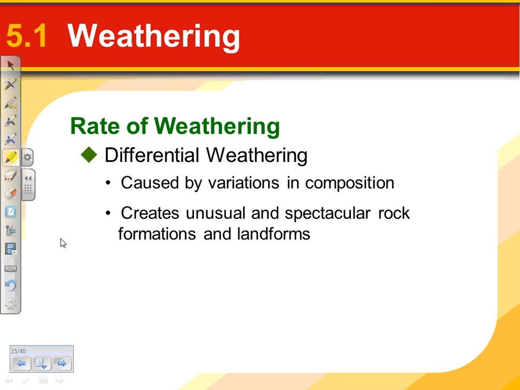Differential weathering is caused by variations in composition. If you have a rock that contains, say, quartz minerals and some clay minerals or some feldspar, the quartz is going to remain the longest and the other material is going to erode away. It can create unusual and spectacular rock formations and landforms.